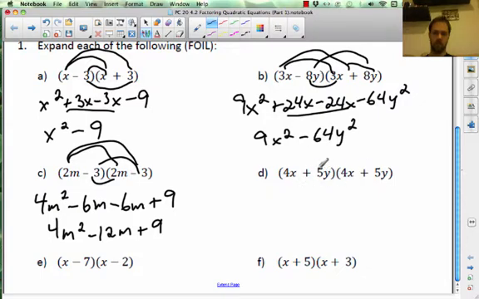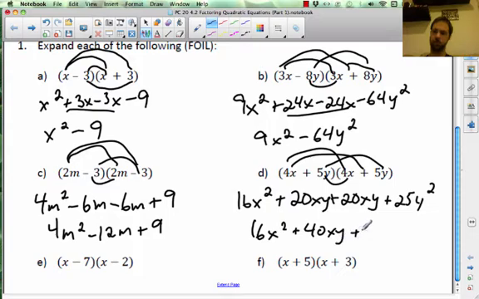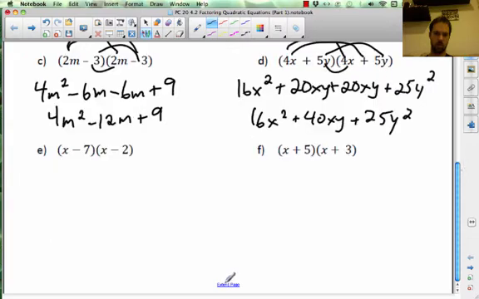The next one, similar thing but with adding instead of subtracting. This will be 16x squared, and then we'll go plus 20xy, plus 20xy, and then finally the last, which is plus 25y squared, which simplifies to 16x squared plus 40xy plus 25y squared. Alright.